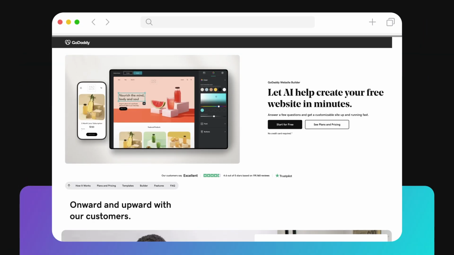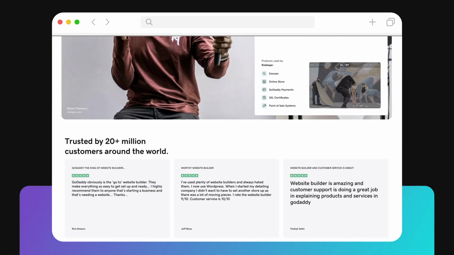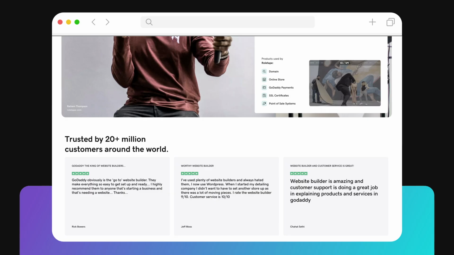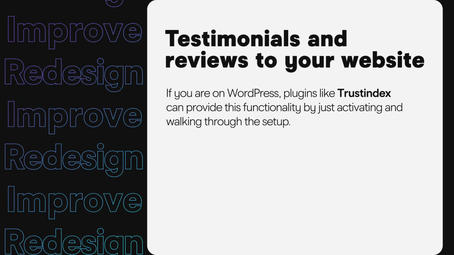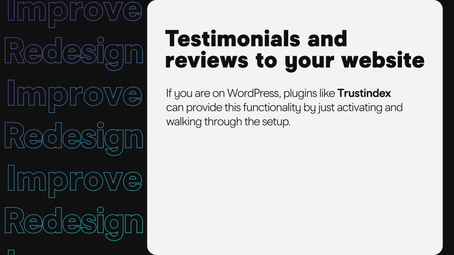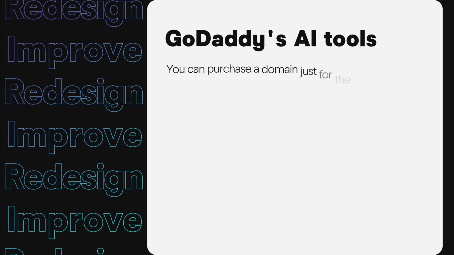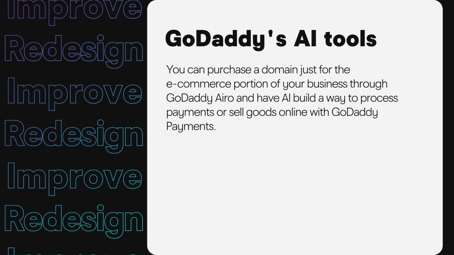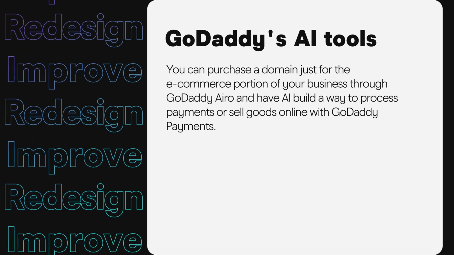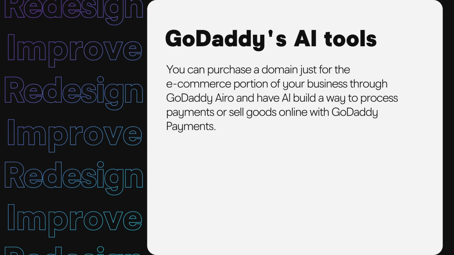Other improvements include adding testimonials and reviews to your website. Like a chatbot, the functionality can be purchased through third-party software and then added to your website with a single line of JavaScript. If you're on WordPress, plugins like Trust Index can provide this functionality by just activating and walking through the setup. Another popular functionality is an e-commerce option on your website. With GoDaddy's AI tools, you can purchase a domain just for the e-commerce portion of your business through GoDaddy Airo and have AI build a way to process payments or sell goods online with GoDaddy Payments.